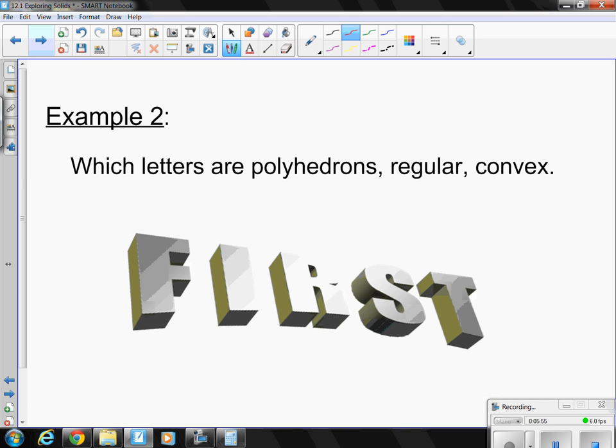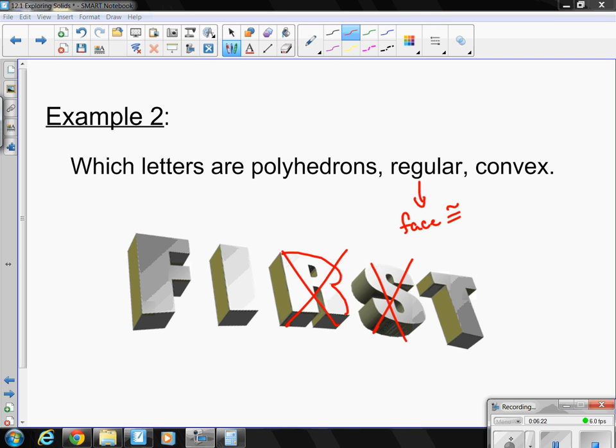Which letters are polyhedrons? First off, let's identify a polyhedron. Since this has a rounded edge, okay, it's not a polyhedron. Same thing here. Rounded edge, not a polyhedron. Next, for it to be regular, the faces all need to be congruent. And faces need to be congruent regular polygons.